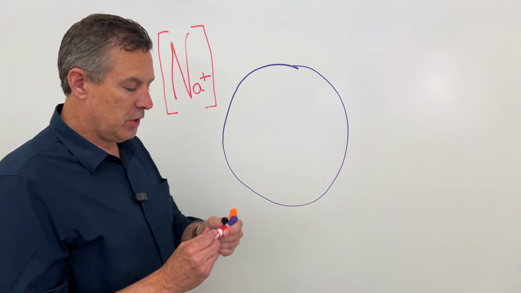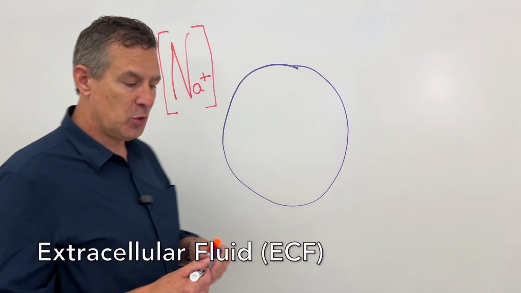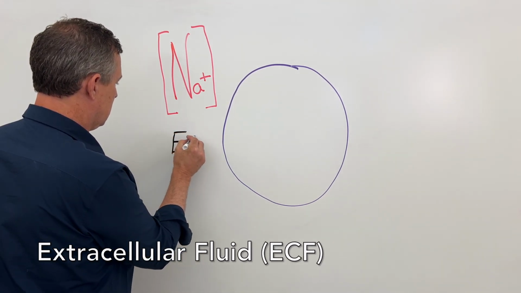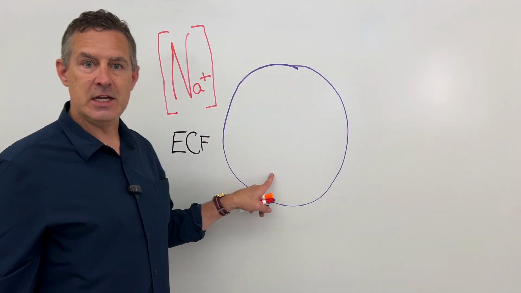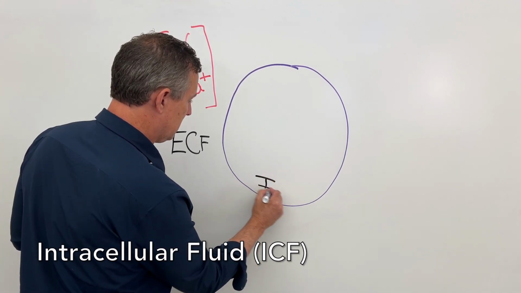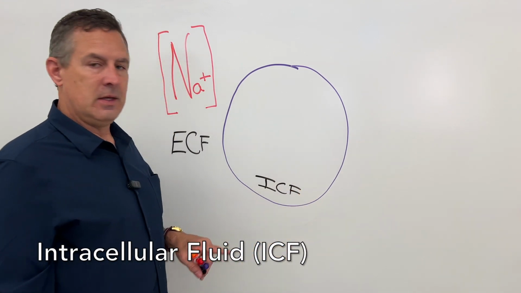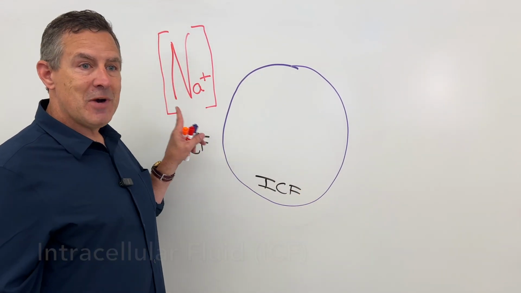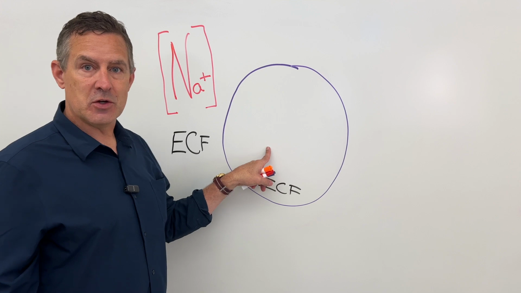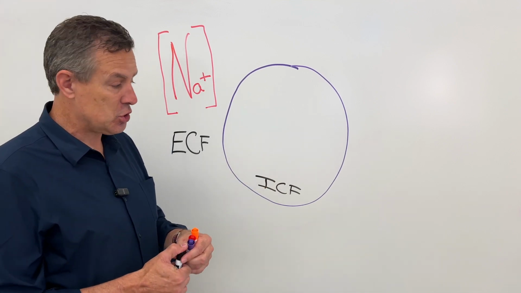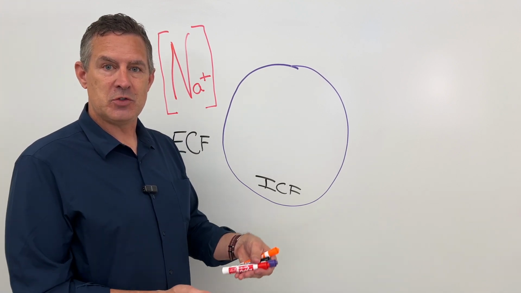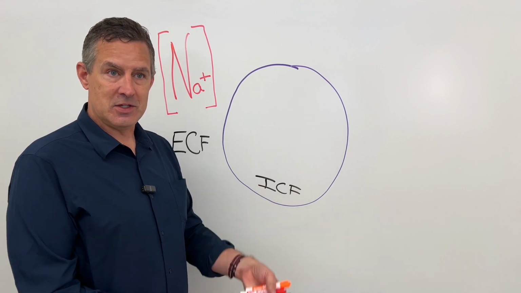Outside of the cell is what we refer to as the extracellular fluid. And inside the cell is what we refer to as the intracellular fluid. There's always a much higher concentration of sodium outside of the cells than inside of the cells, or nearly so. There are exceptions to what I just said, but for the most part, we can assume that there's a much higher concentration of sodium outside of the cells than inside of cells.